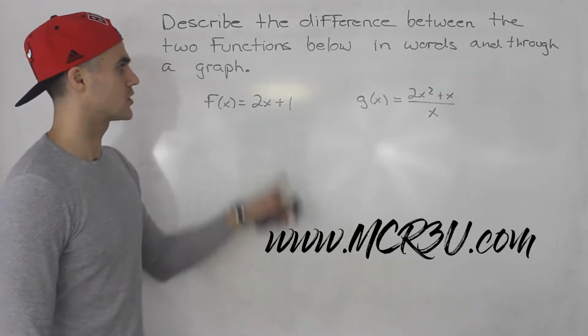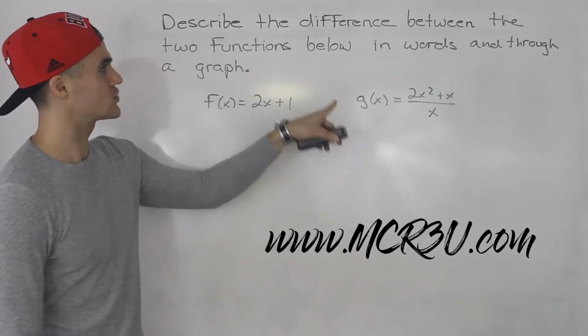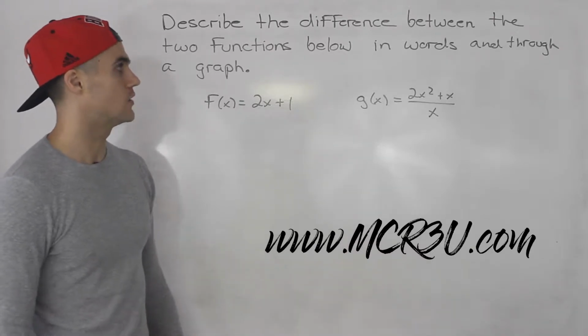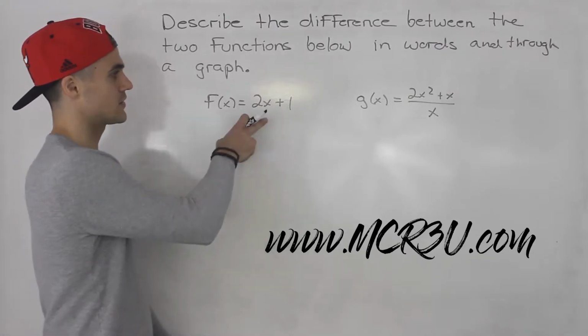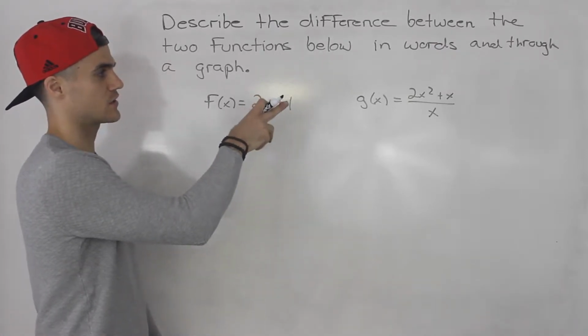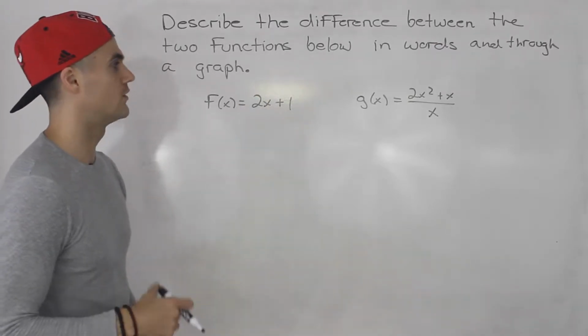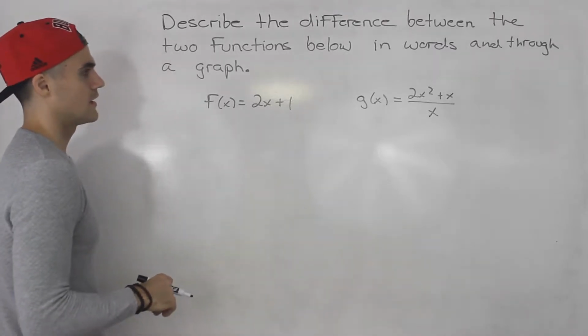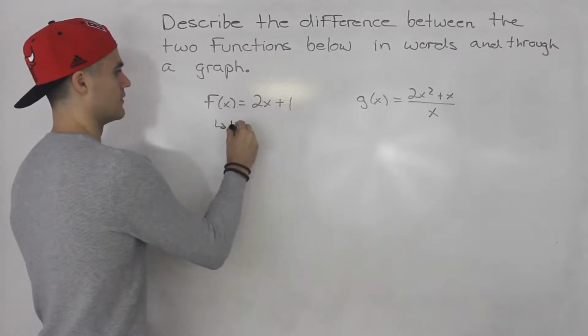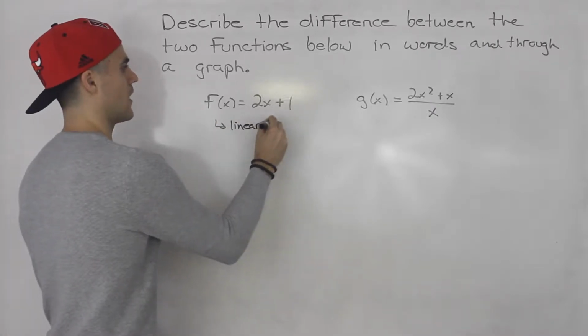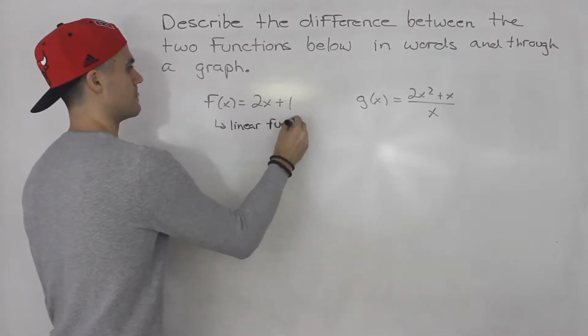In this question, we're given two functions and we have to describe the difference between them in words and through a graph. So we've got f of x is 2x plus 1, and g of x is (2x squared plus x) over x. Now, this first one is just a linear function, right? y equals mx plus b.